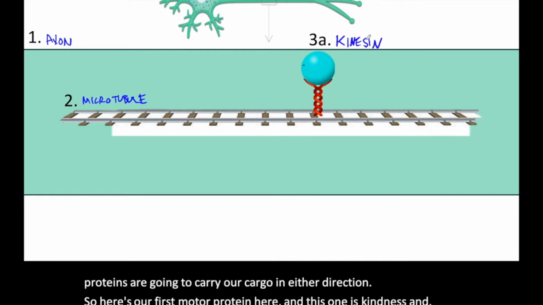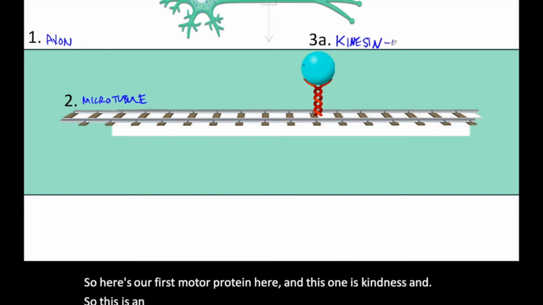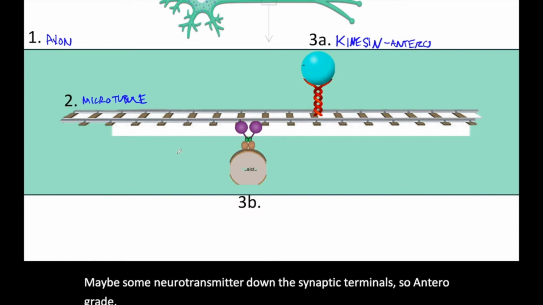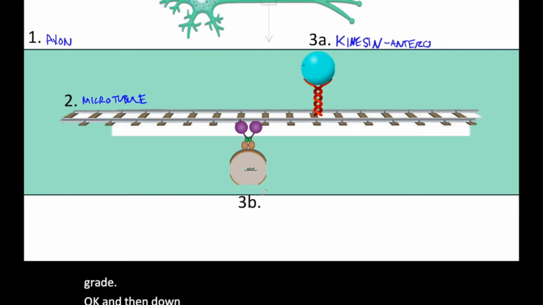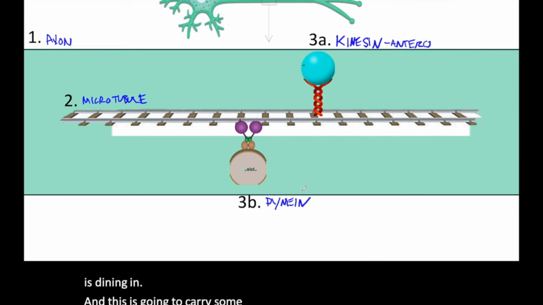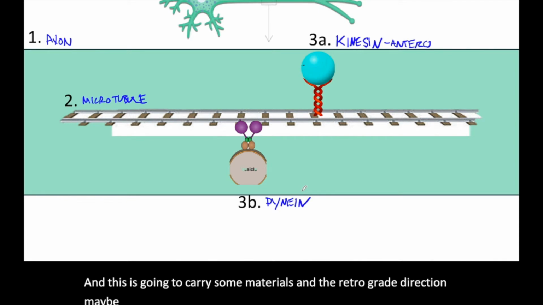Okay, so this is an anterograde motor protein. So this would carry maybe some neurotransmitter down to the synaptic terminals, so anterograde. Okay, and then down here, another motor protein carrying a vesicle there. This is dynein. And this is going to carry some materials in the retrograde direction. Maybe it's carrying a used vesicle in this case.